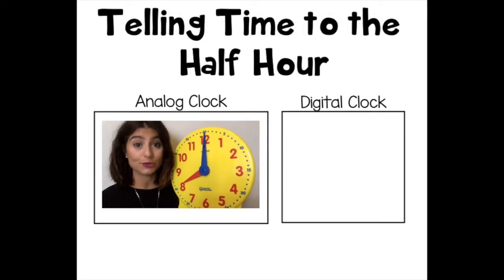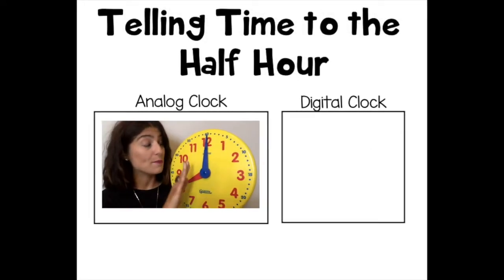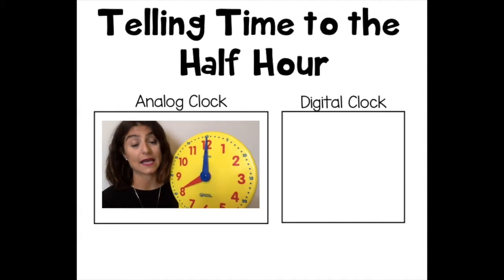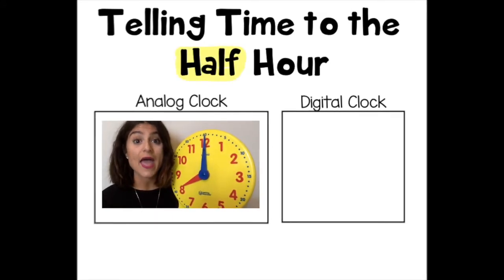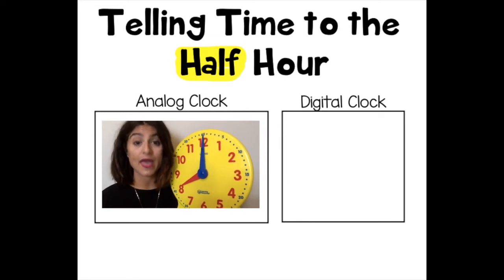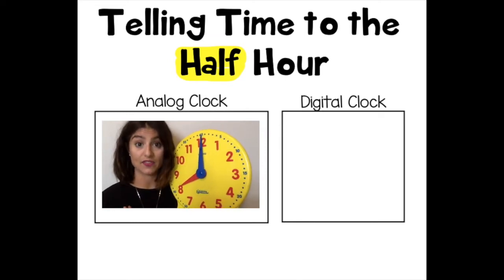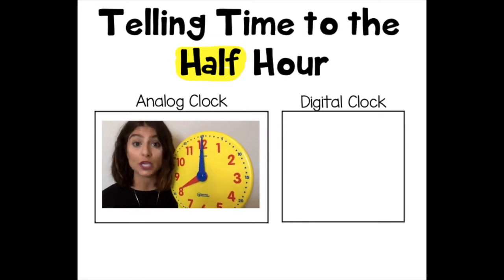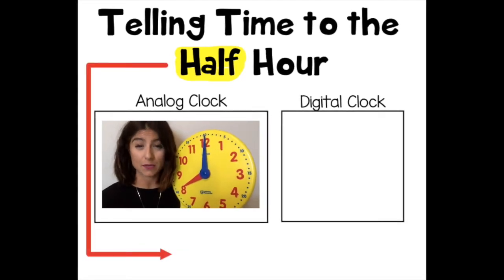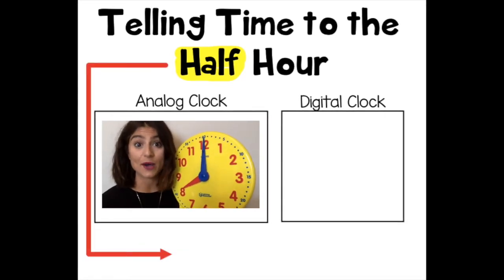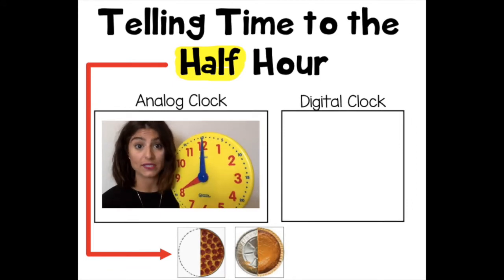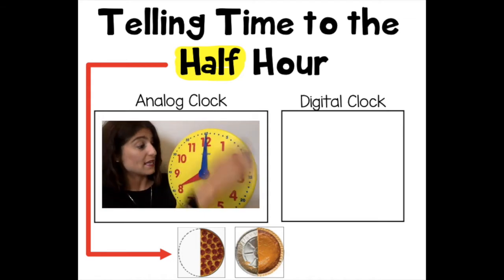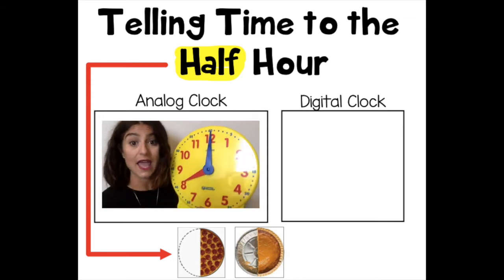So I just showed you how the clock works when the minute hand goes past the exact hour. And today we're going to learn how to tell time half past the hour. Half means when you take something and you split it into two equal parts. What helps me remember the word half is thinking about a pizza or pie. When you take half a pizza or half a pie, it's kind of the same thing, taking this clock and splitting it in half.